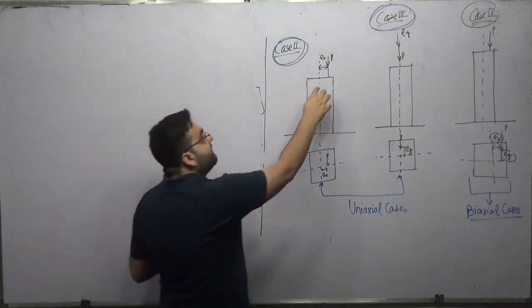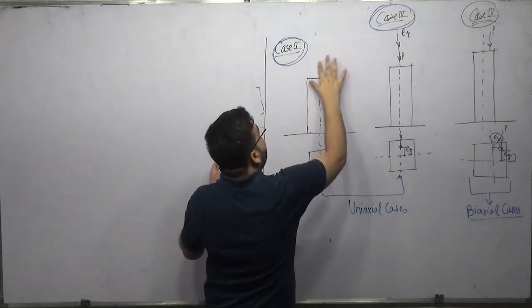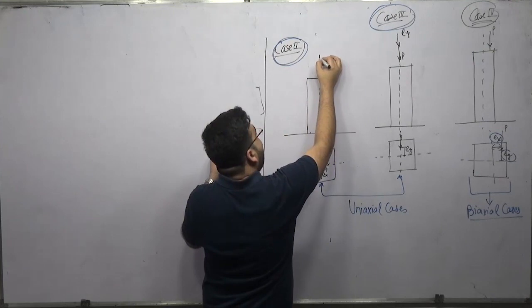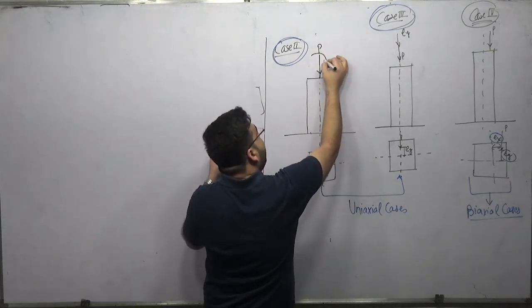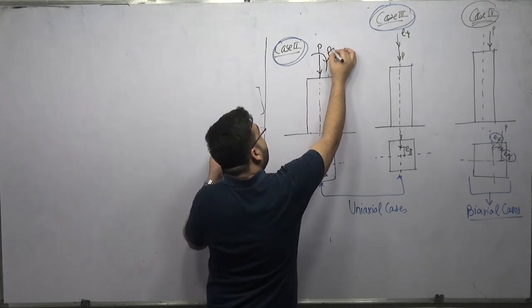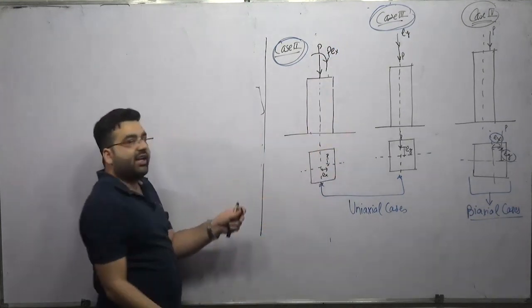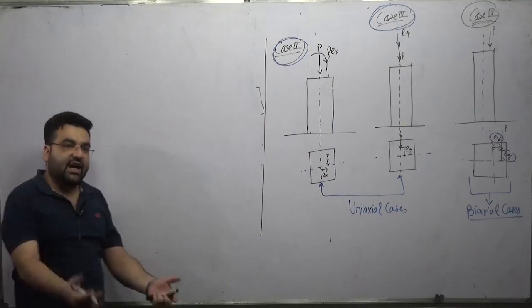Can I transfer this load P to the axis along with the moment, which is equal to P into Ex? Can I do that? Yes, I can do that.